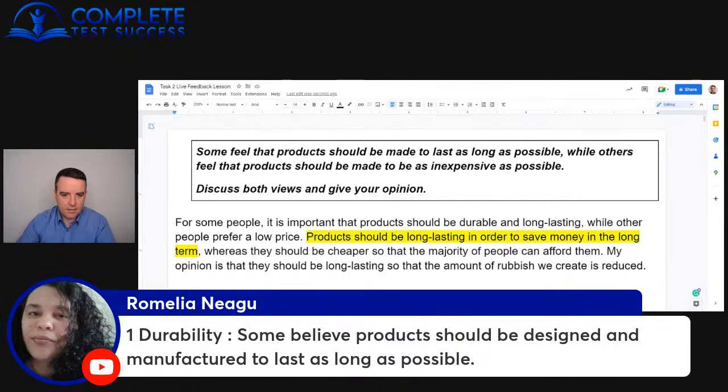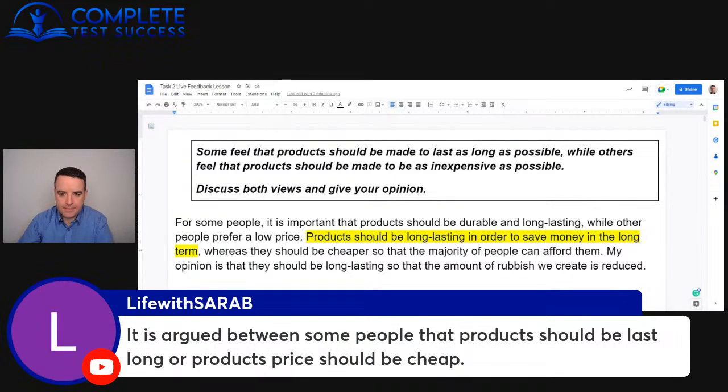Romalia: Durability. Some believe they should be designed and manufactured as long as possible. So that doesn't give us the reason. That's the belief, that's the view from the question. But what we need is, why do people think that? Why do people believe that that should be what we do? So this isn't an appropriate main idea because you've just repeated the view from the question. So that's not what will get you a good score.